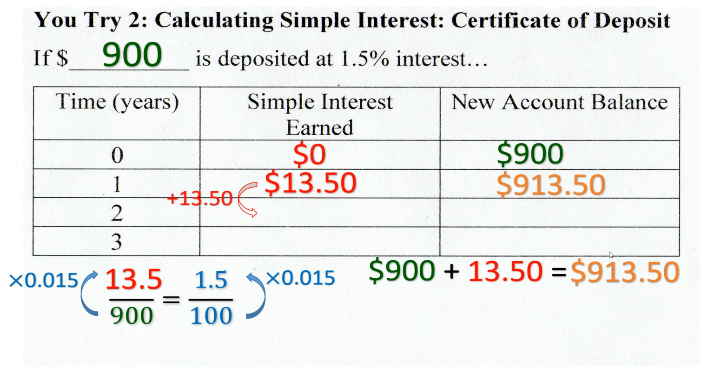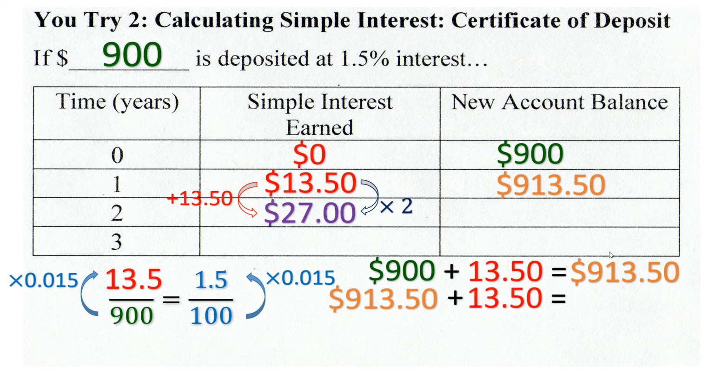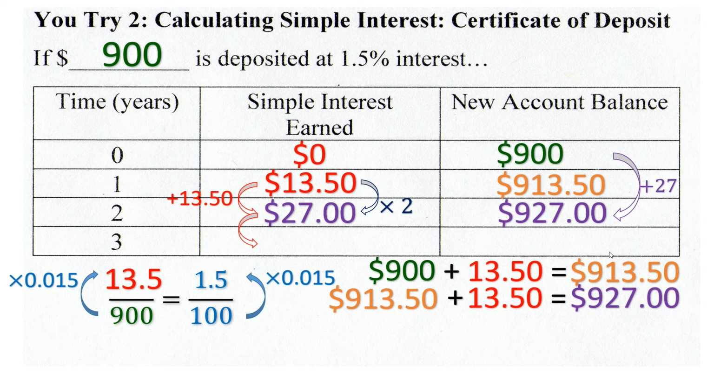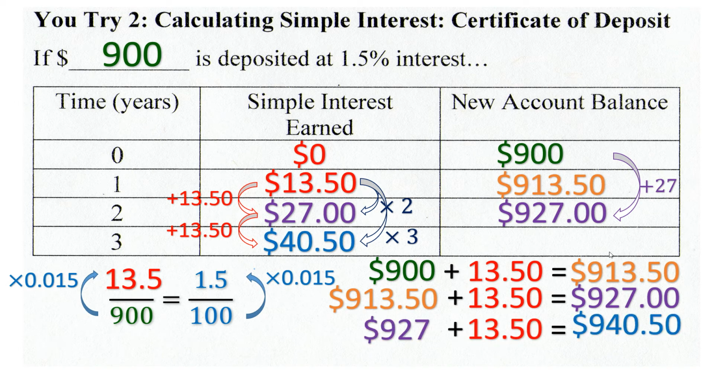Then we double this, or add it to itself, and we get $27 after 2 years. 900 plus 27, or the previous balance plus $13.50, will give you $927. And then after 3 years, we have plus $13.50 times 3, and you get $40.50. Add that on, and you get $940.50 for the new account balance after 3 years.